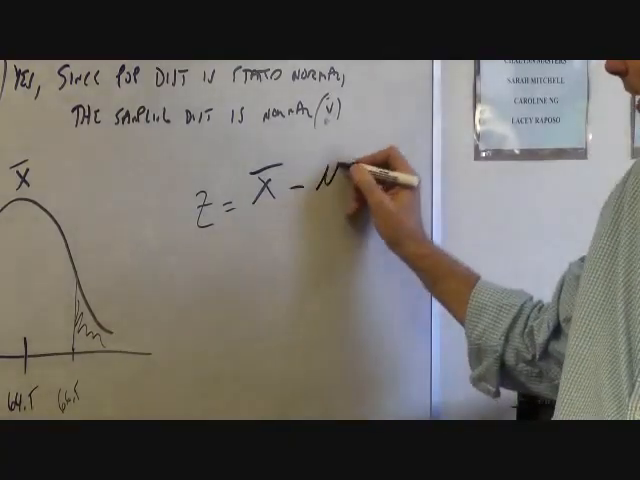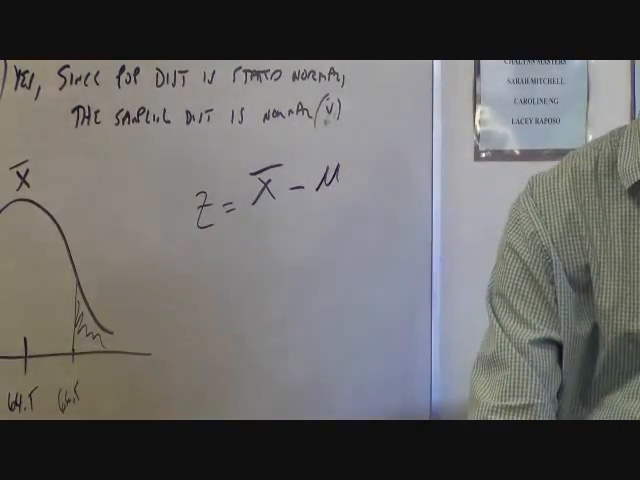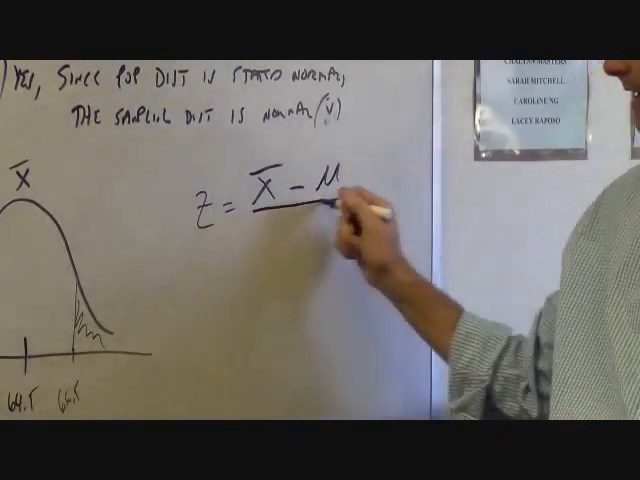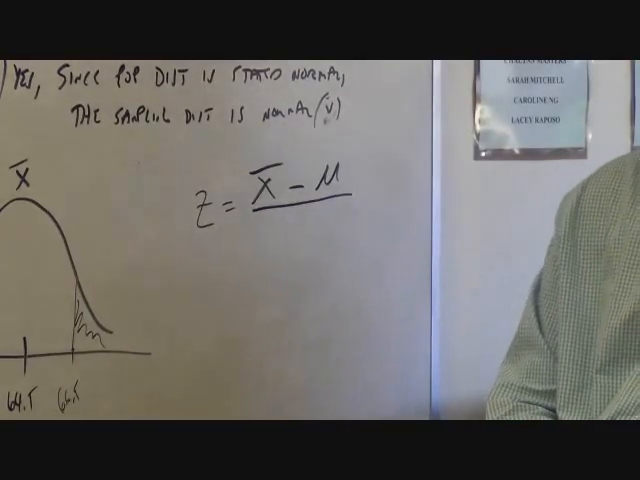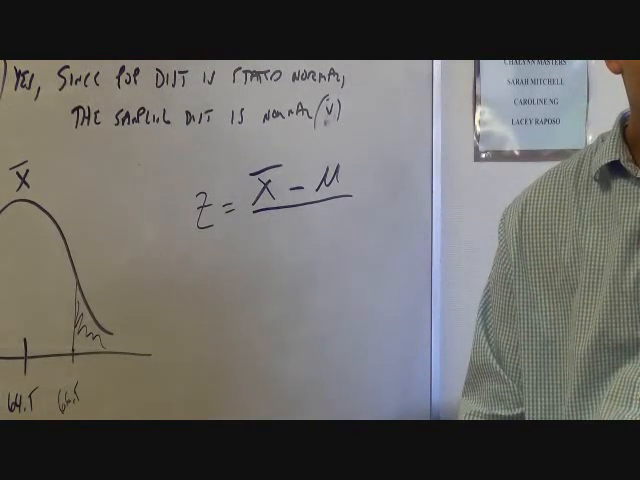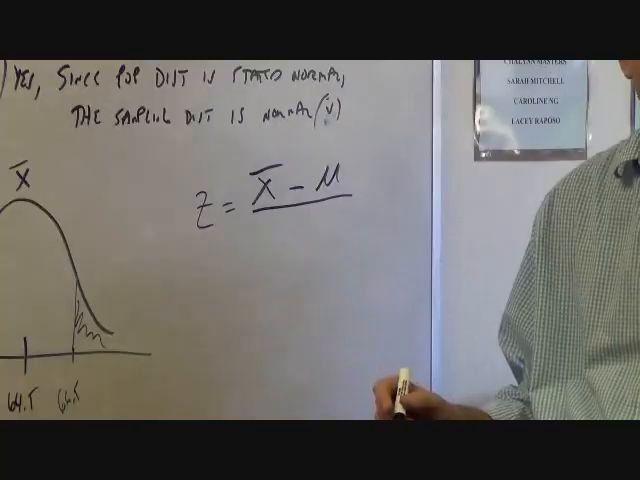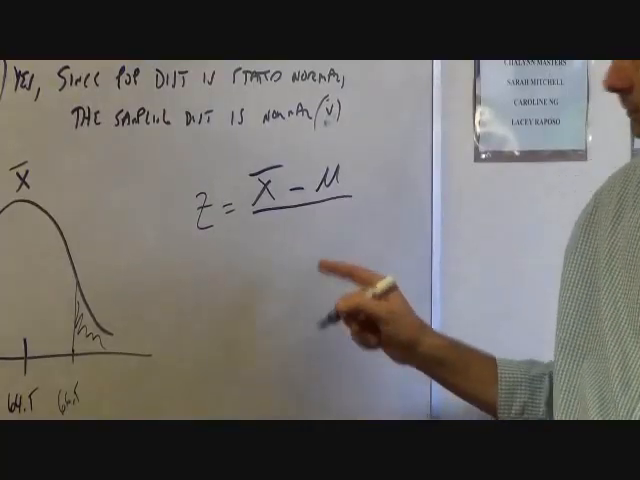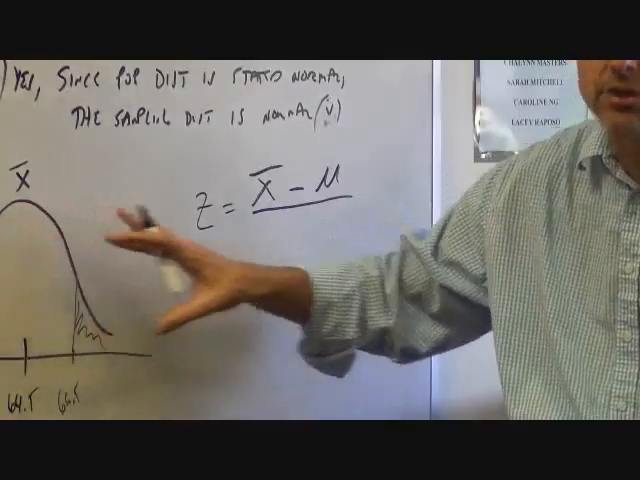You can just write mean of x bar. Isn't that the same thing as the mean? You can just write mean. It's the same thing, right? And then divided by the standard deviation of X-bar. But can we go a little further than that? We want the standard deviation of this distribution. What is the standard deviation of this distribution?